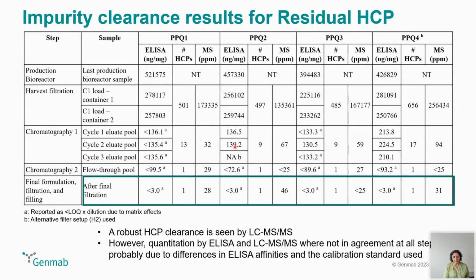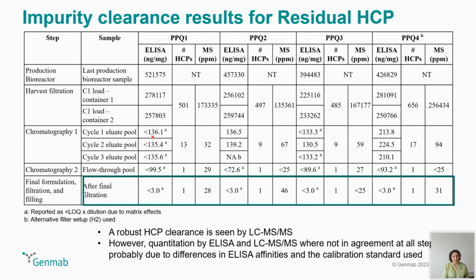Sometimes you can measure something, and sometimes you cannot measure anything. So it's very random results we get with ELISA, whereas with LC-MS we actually see a good reduction. We can see we go from 500 to around 10 to around 1, and it's the same at the end of the filtration and at the bulk drug substance. So we actually have some numbers we can rely on and show to demonstrate this clearance.